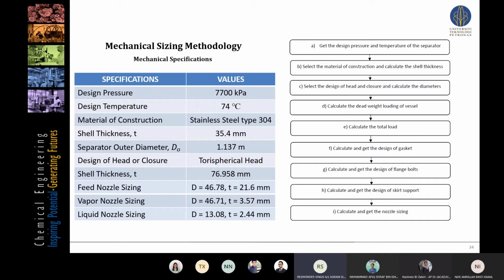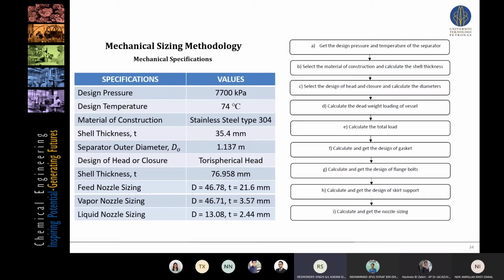Another important thing here is the design of the head or closure, where the torispherical head was chosen instead of the hemispherical head, even though the hemispherical head could withstand higher pressures, because the material of construction is already good enough to withstand the pressure. Some of the important specifications are the feed nozzle sizing, vapor nozzle sizing, and the liquid nozzle sizing. As can be seen here, this is the mechanical sizing methodology.